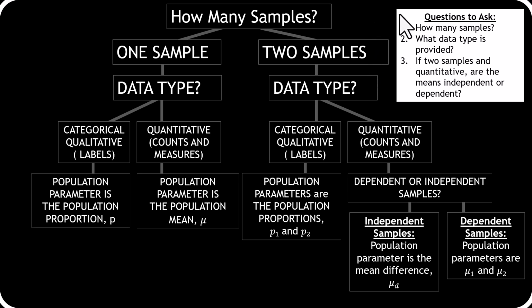But notice it doesn't matter what order I ask myself the first 2 questions. In other words, I can first determine the data type and then the number of samples, or I can determine the number of samples first and then the data type. However, I need the answer to number 1 and number 2 before I can answer number 3.